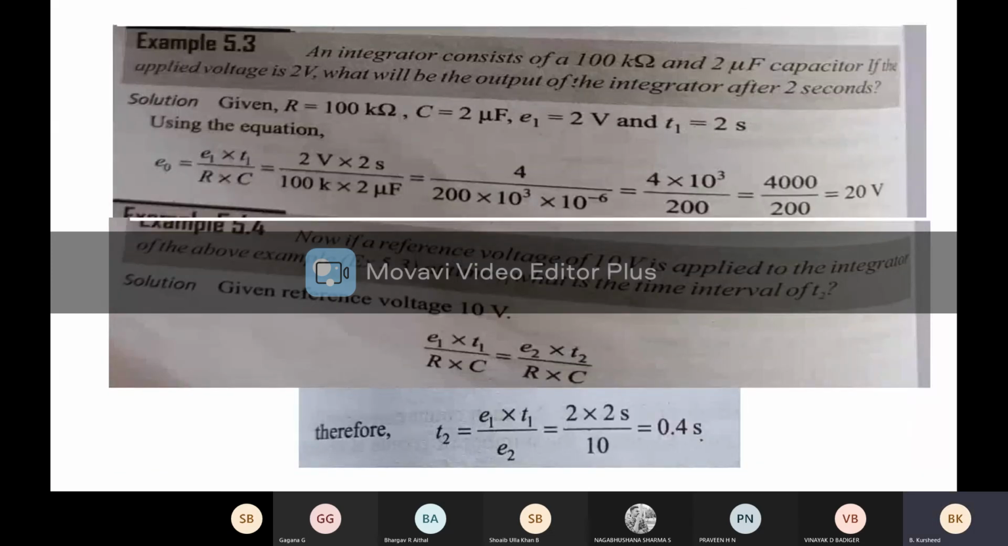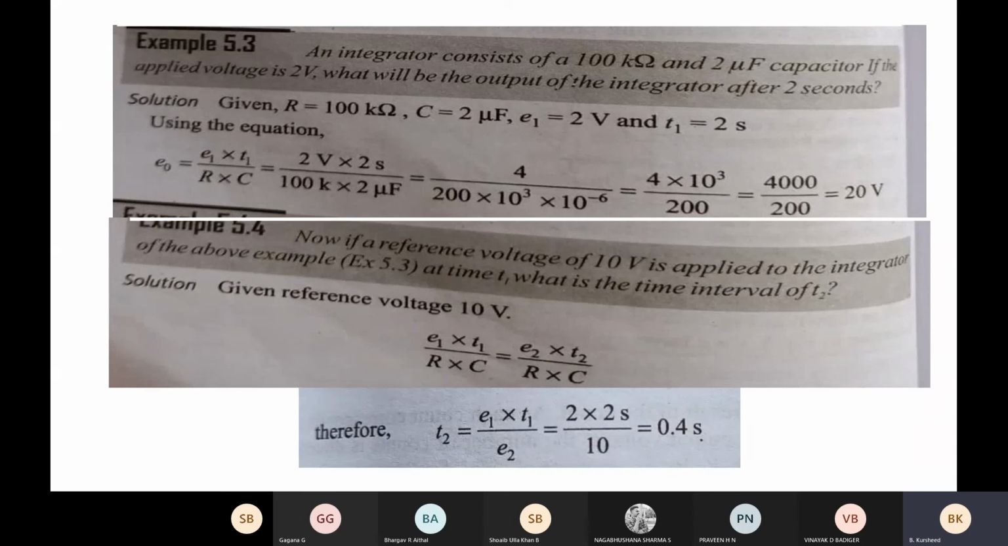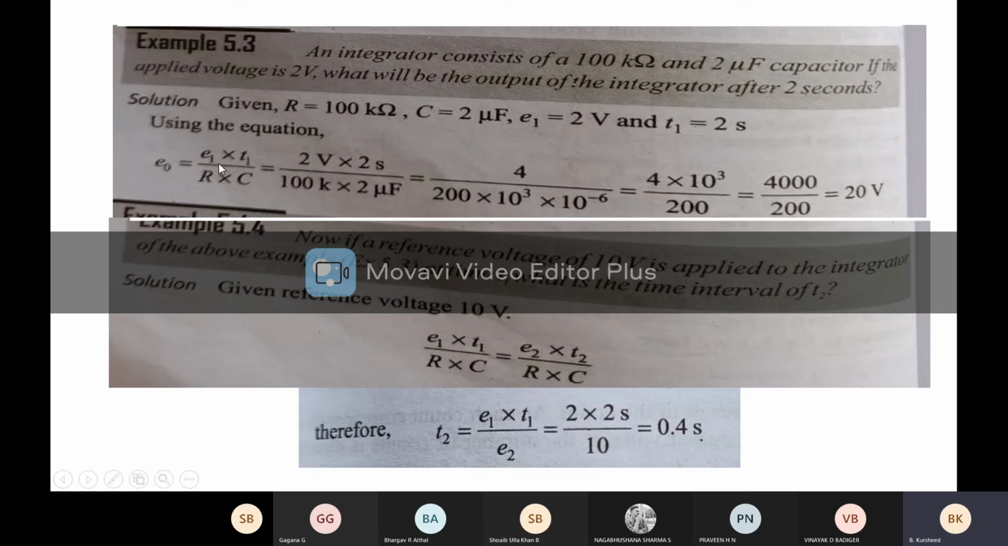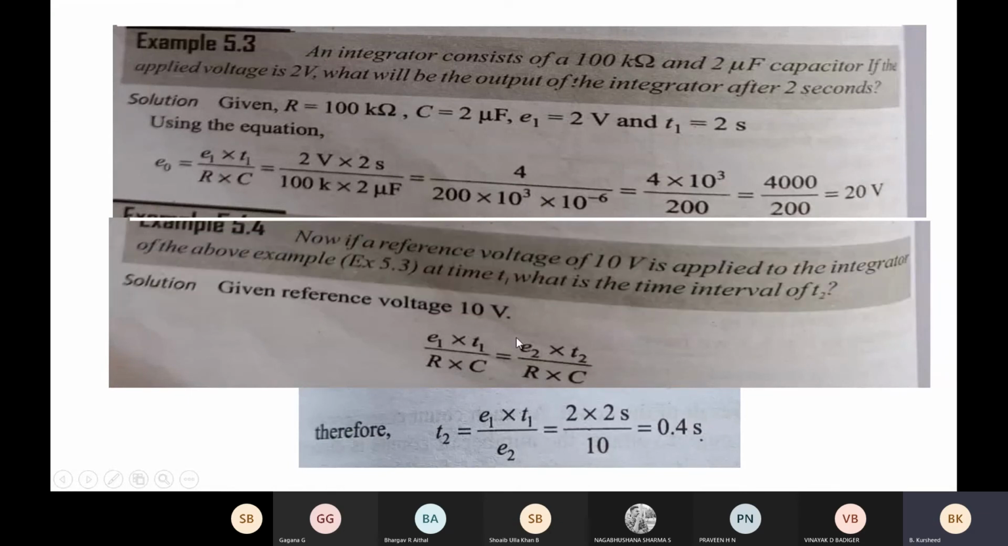This problem is also there. An integrator consisting of a 10 kilo ohm resistor and a 2 microfarad capacitor. If the applied voltage is 2 volts, what will be the output of the integrator after 2 seconds? In the previous problem T was given 1 second, here it is given 2 seconds. EI was given 1 volt, here it is given 2 volts. Calculate, and based on this, calculate T2. Same problem with different values.